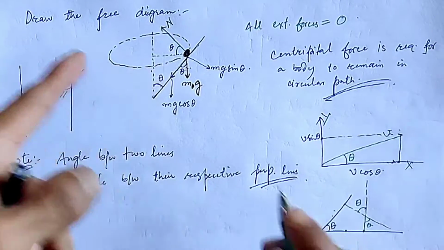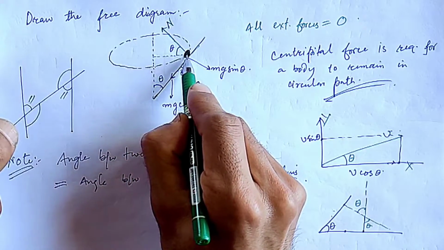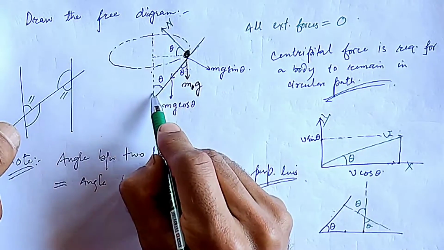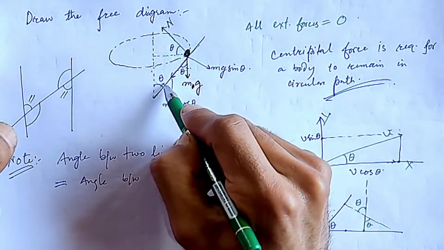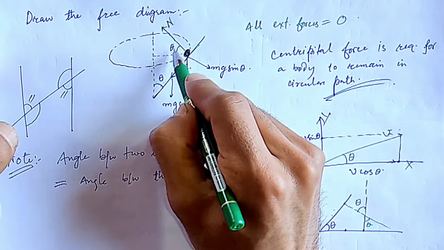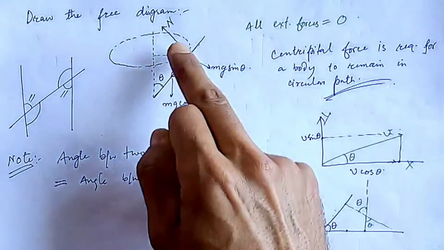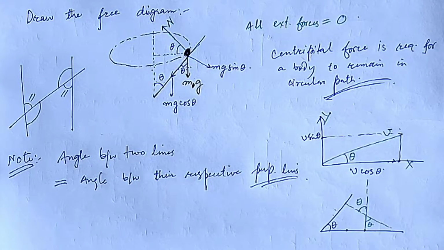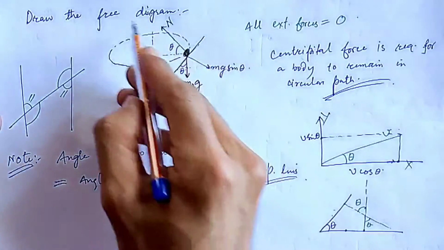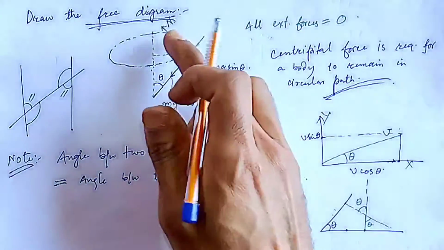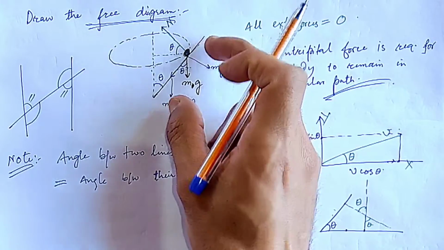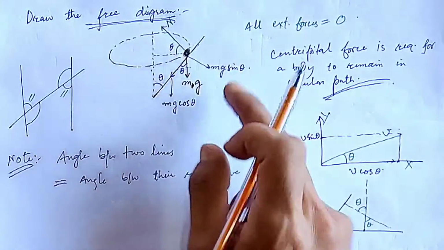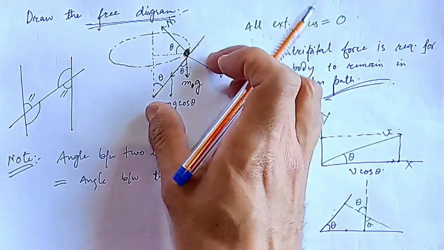Similarly here, this is perpendicular to this, and to this this normal is perpendicular. So the angle between these two will be the same as the angle between these two. So you have seen the free body diagram. The free body diagram of the given problem, the conical body moving in a circular path, is shown like this.